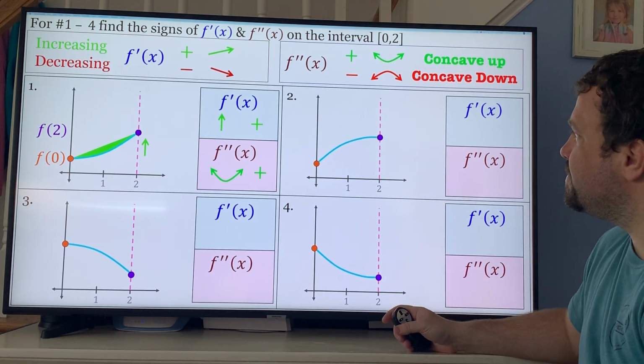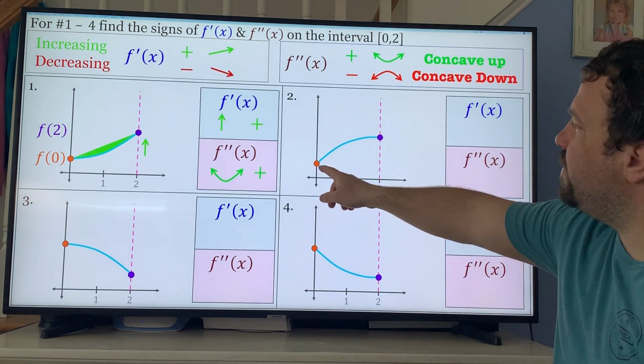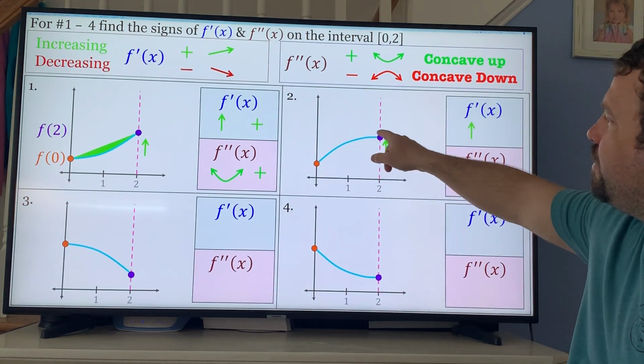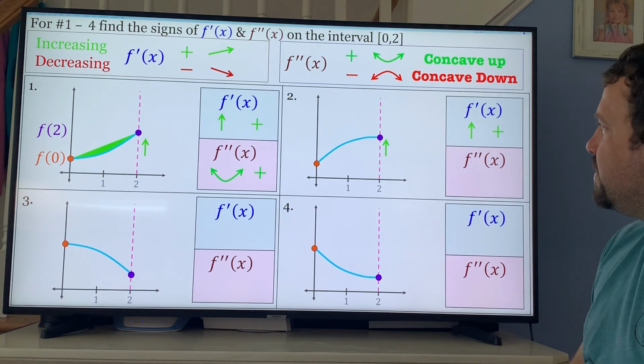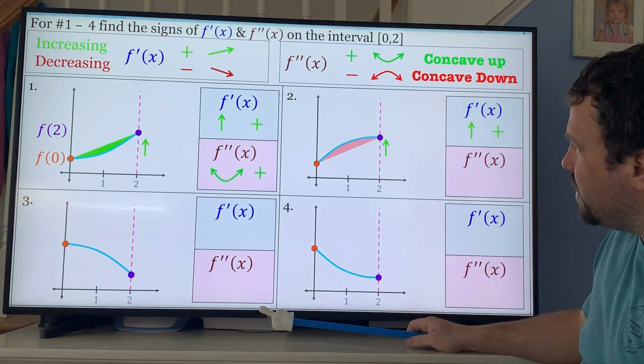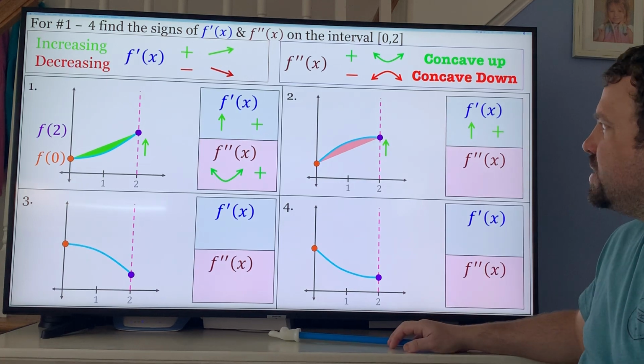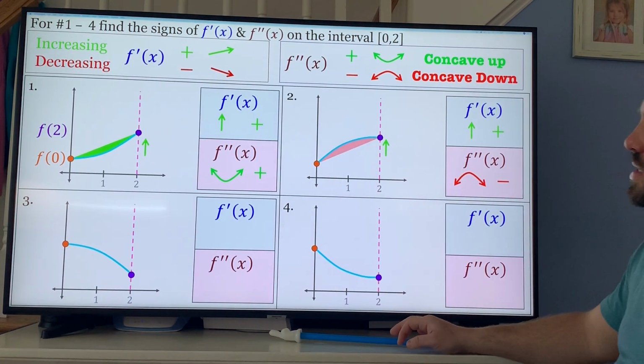All right, this one. The value from here to here is going up. As you can see, from left to right, this value is higher. Up is a positive. If I wanted to fill this in, where does it fill in? It fills in on the bottom. Since it fills in the bottom, this is concave down, which is negative.